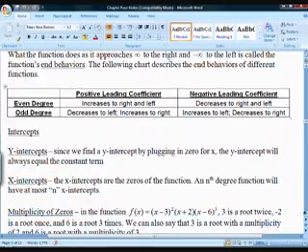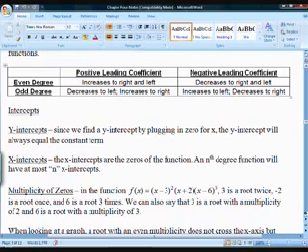To find intercepts, and what we're doing is you're fixing to be asked to describe graphs. To find the y-intercept, what do you do?